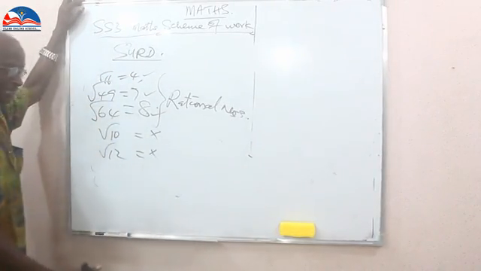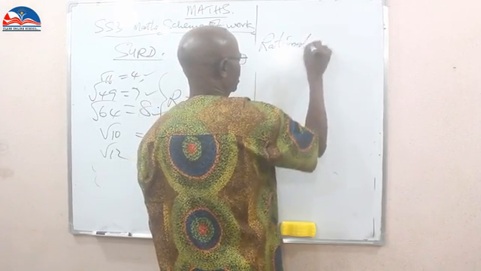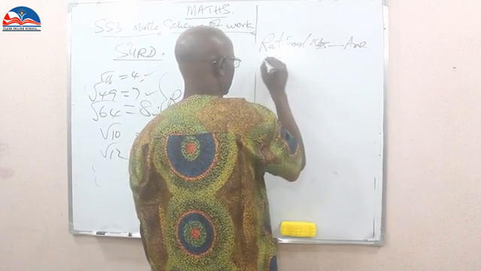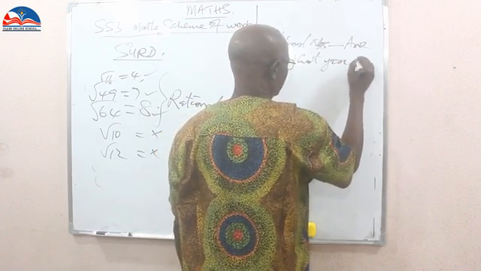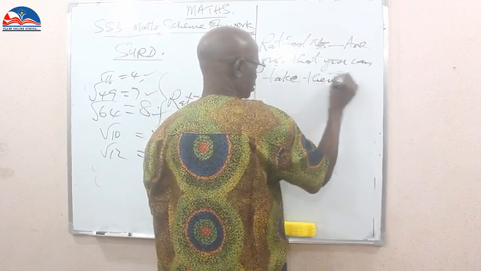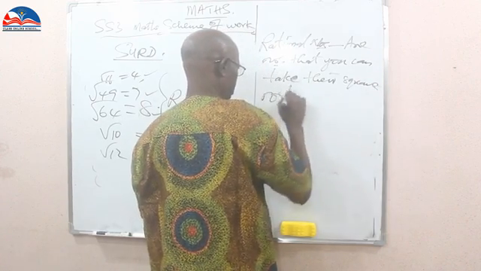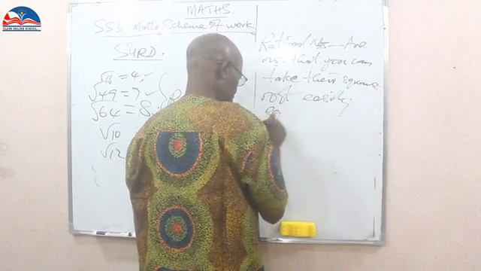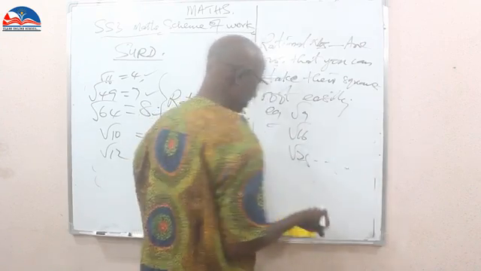So rational numbers are numbers that can take the square root. Let me define it here. Rational numbers are numbers that can take the square root easily. For example, you can take the square root of 9, square root of 16, square root of 25, and so on and so forth. These are rational numbers.